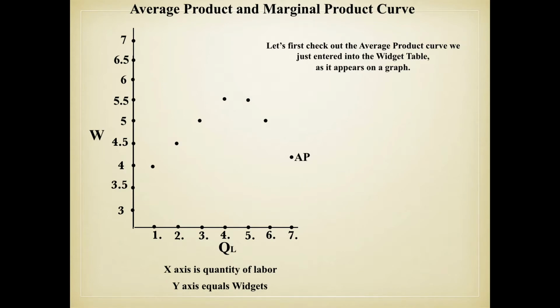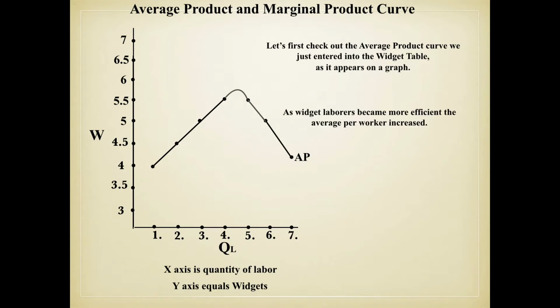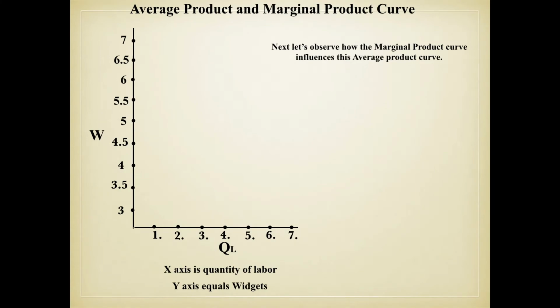And this is what the graph for average product would look like based on what we just put into the table. As widget laborers became more efficient, the average per worker increased. Average product eventually decreased due to the inefficiency of diminishing marginal returns setting in. Next, let's observe how the marginal product curve influences this average product curve.